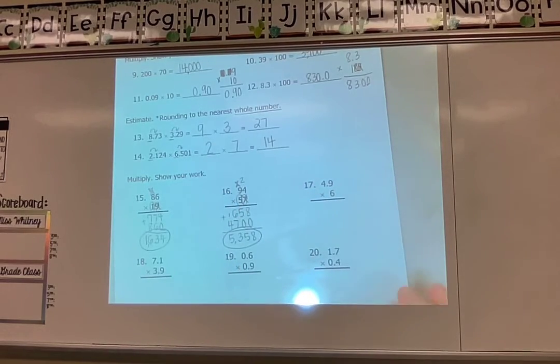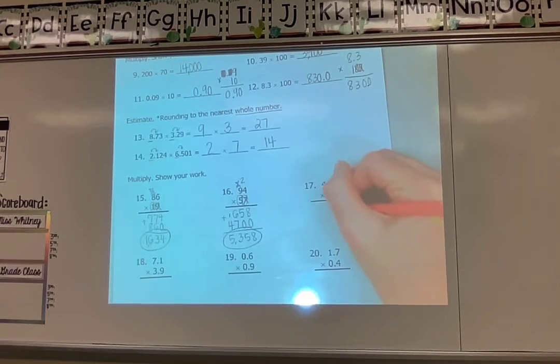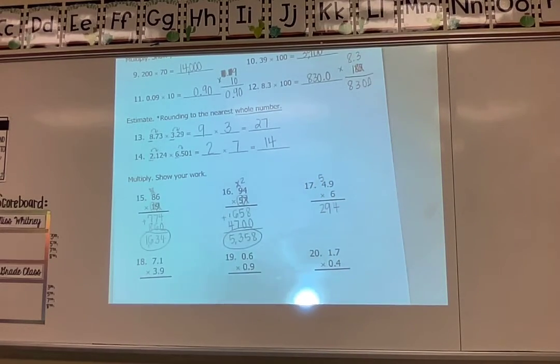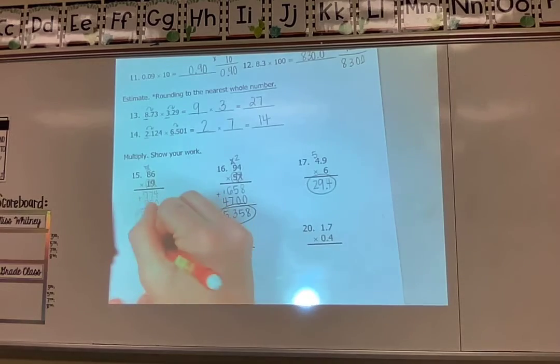Going on to number 17. 4.9 times 6. So 6 times 9 is 54. Put my 4, carry my 5. 6 times 4 is 24, plus 5 more would be 29. Looking back up there, this one does have a decimal, and there is only one number behind it because this one doesn't have a decimal, just this one. So one number, my decimal needs to go right there. Alrighty, number 18, we're on the last three here.